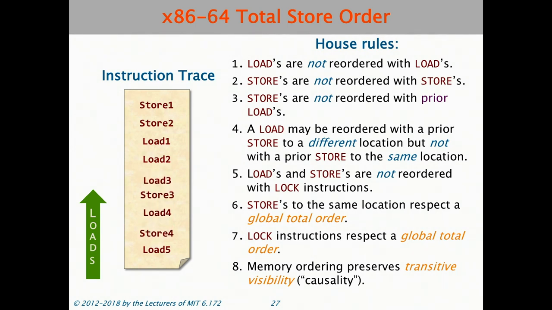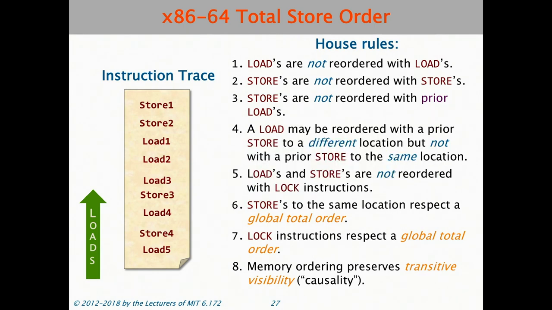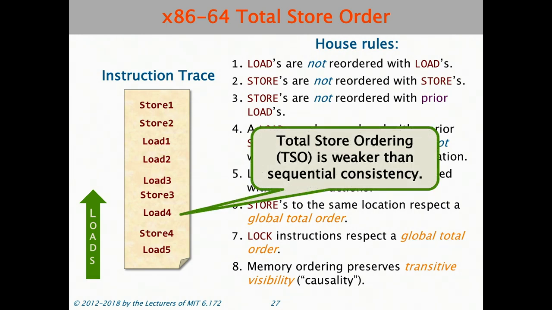And then there are a whole bunch of other things here. So this is basically weaker than sequential consistency. There are a bunch of other things. For example, if I go back here for a second, the lock instructions respect a total order. The stores respect a total order, the lock instructions and memory ordering preserve what they call transitive visibility, in other words, causality, which says that the happens-before relation you can treat as a linear order, it's transitive, as a binary relation.